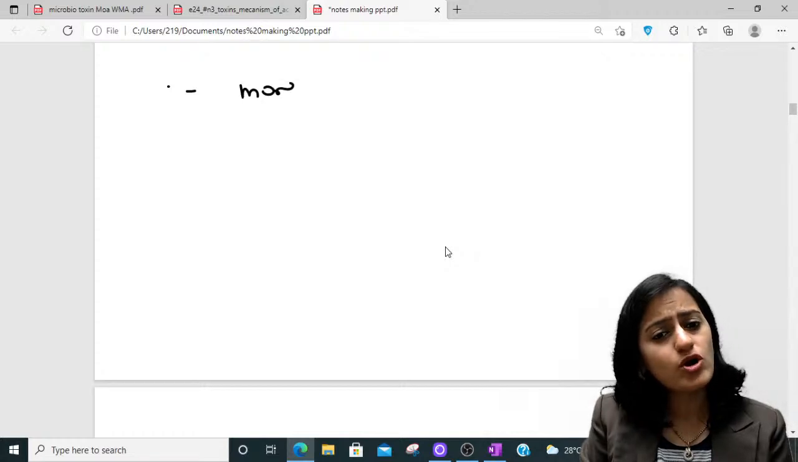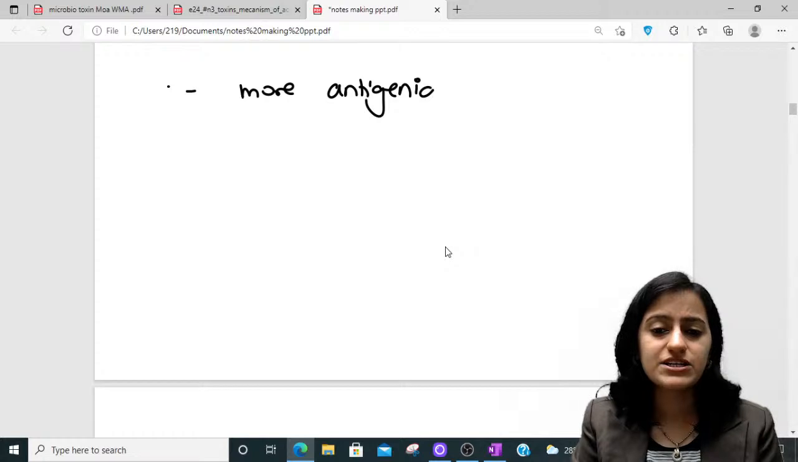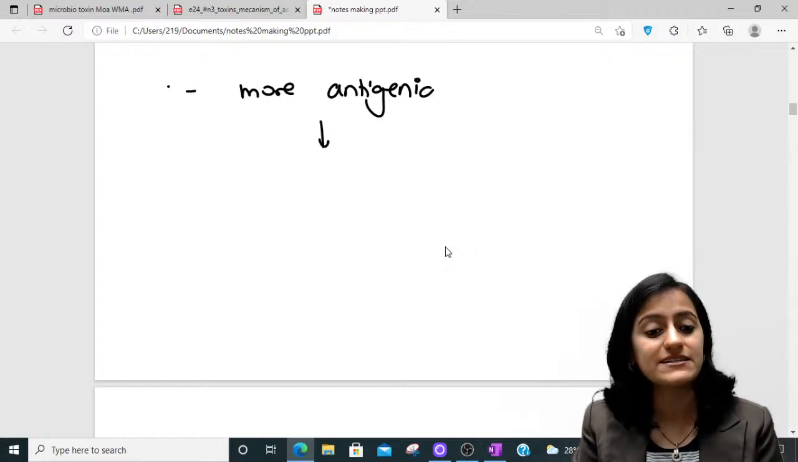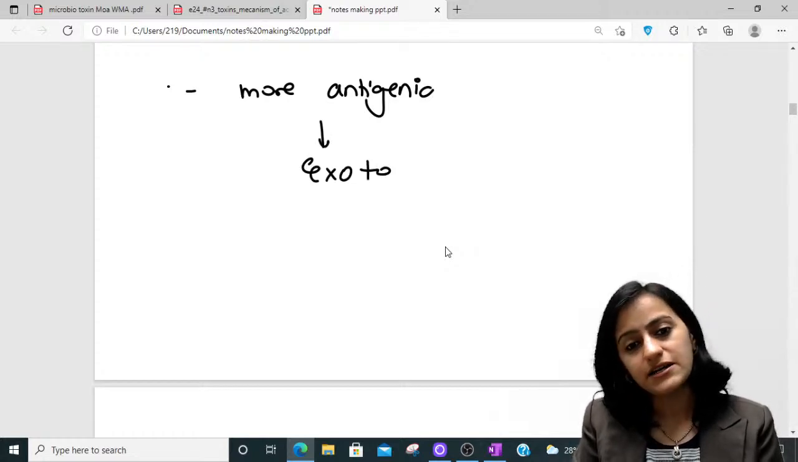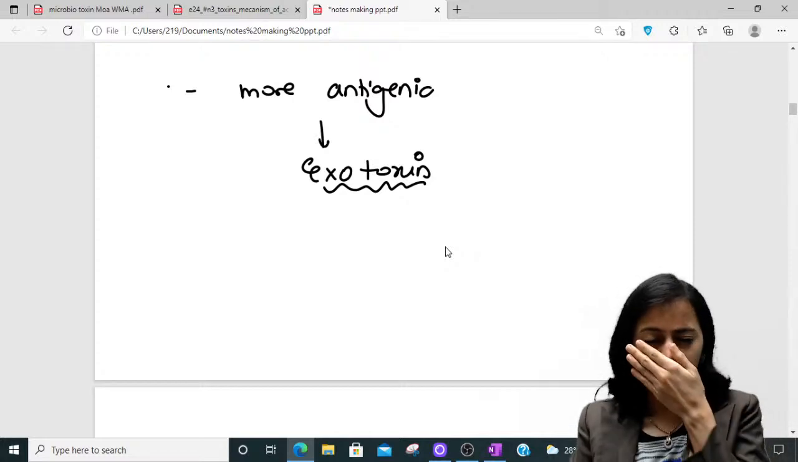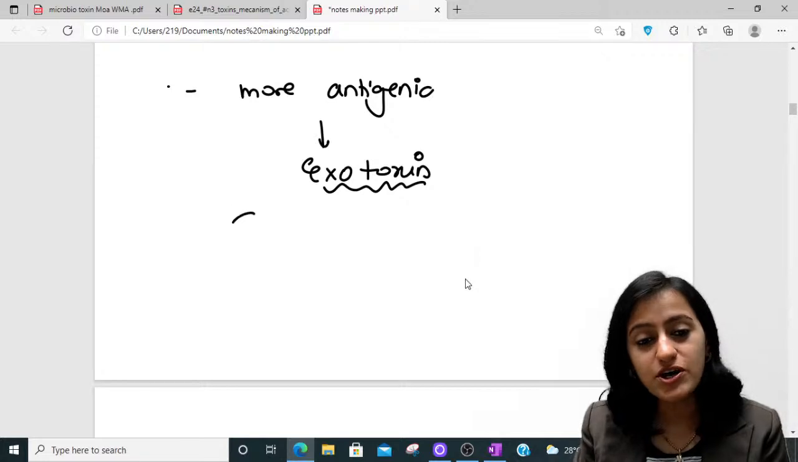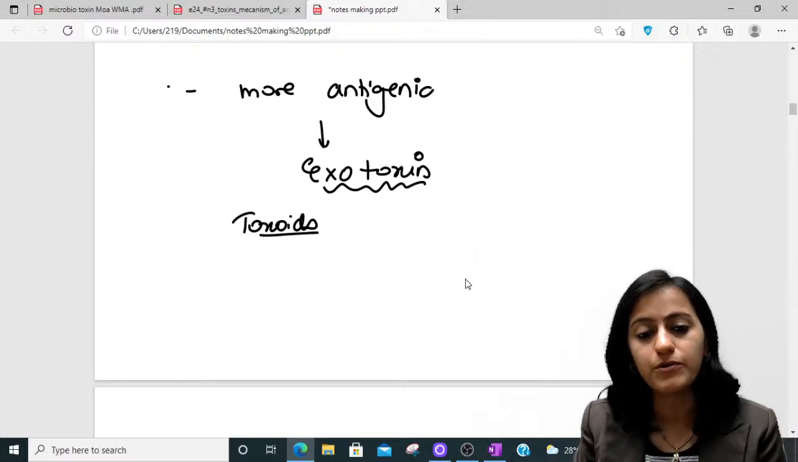Which is more antigenic, or has more adverse effects? Is it exotoxin or endotoxin? Remember, it is your exotoxin. It's your exotoxin which is more antigenic. So your toxoids and all can be prepared from your exotoxin.